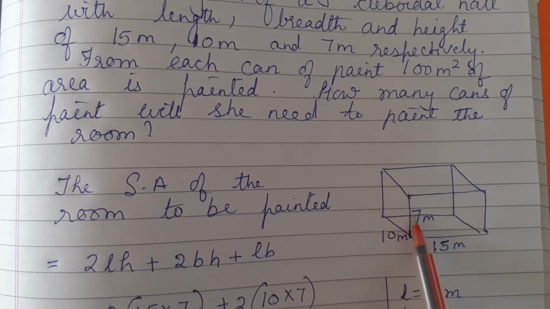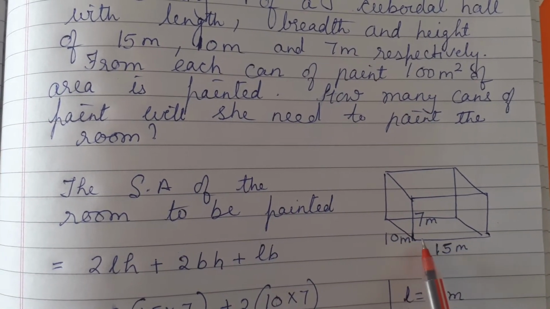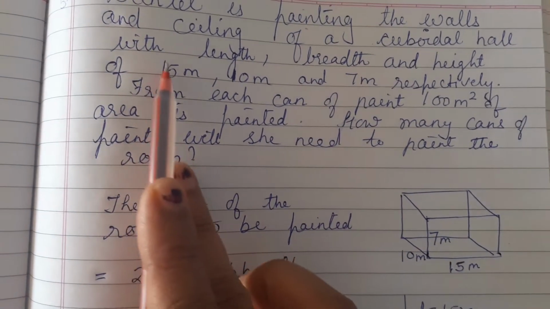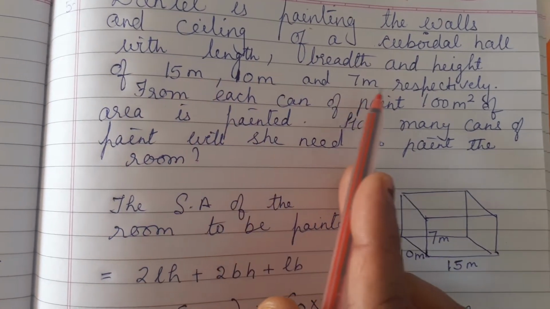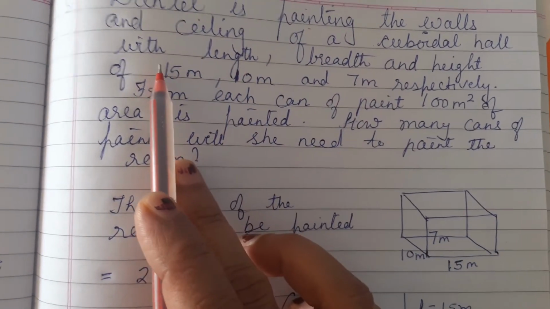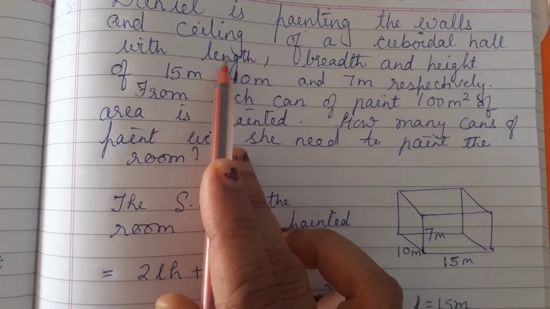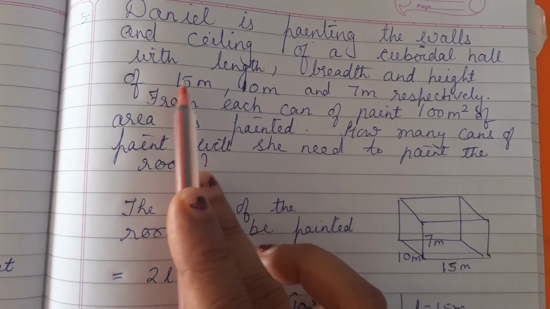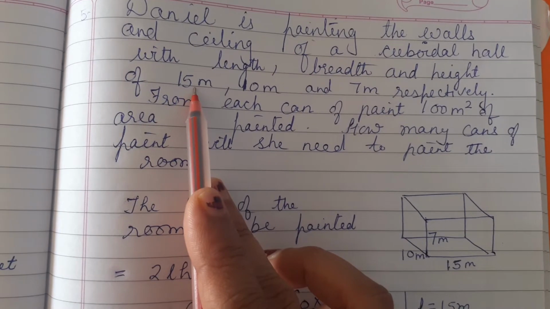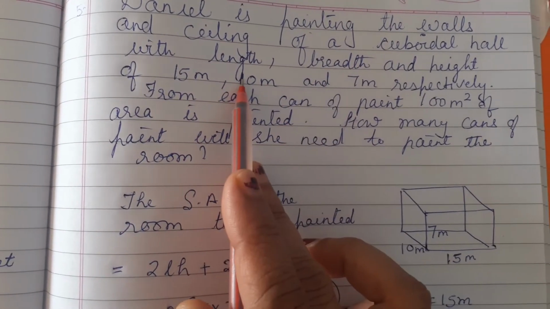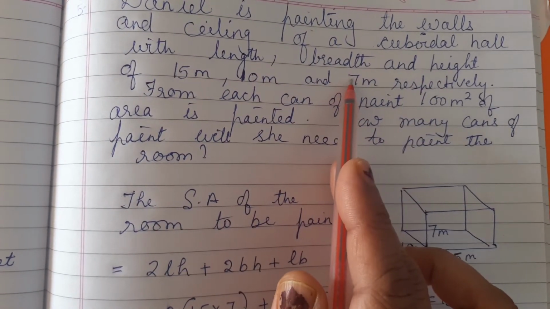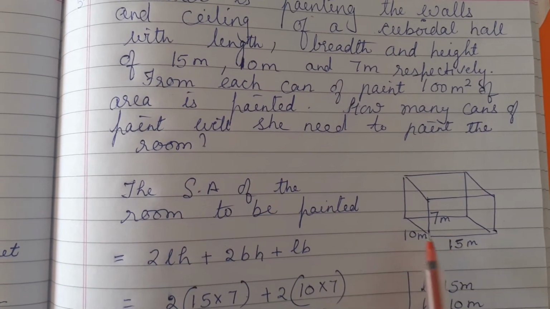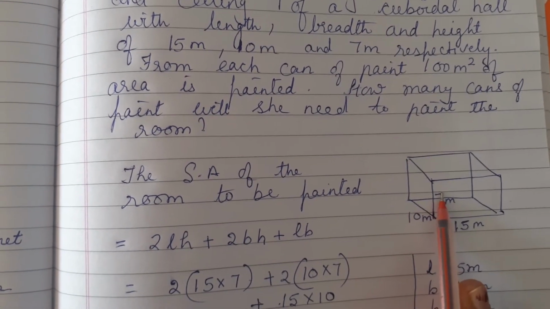Now here you can see this is the room and this is the length of the room, which is already given in the question, 15 meter. It's already given respectively, so you have to move according to the words written. The value of length is 15 meter, it is written in the first place. The breadth is 10 meters and the height is 7 meters, so you have to move in the sequence. 15 is length, 10 is breadth and 7 is height.